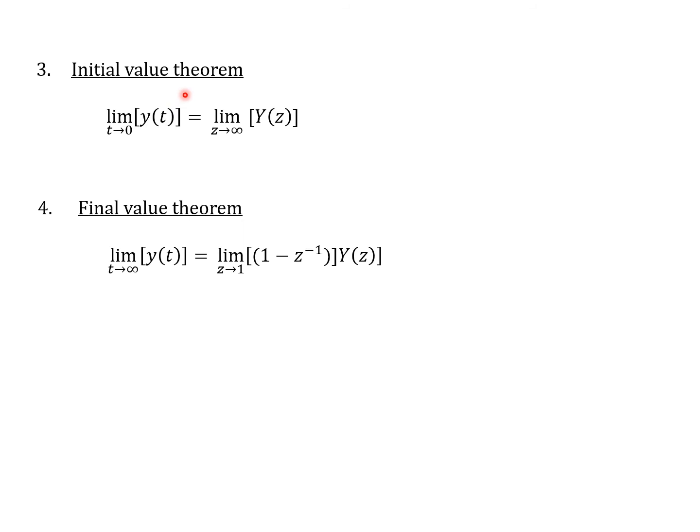If you want to get the initial value, you put it in this form, y(z) as z goes to infinity. For the final value, you put it in this form to get the final value. As we've seen before for continuous, we have the same thing to get the final value, the steady state error, and so on. We use this theorem.